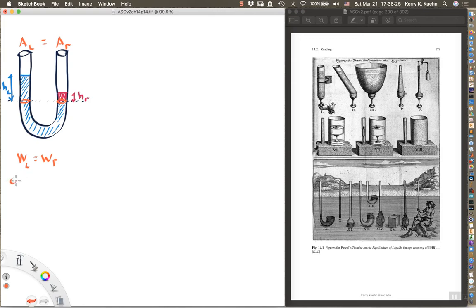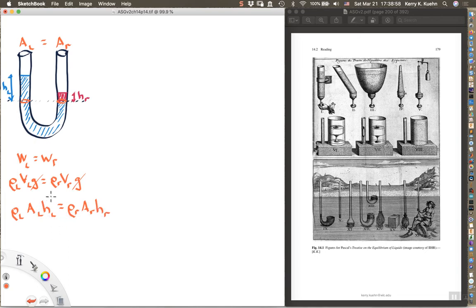So what's the weight of the fluid on the left? It's the density of the fluid on the left times the volume of the fluid on the left times G. And on the right, it's the density of the fluid on the right, the volume of the fluid on the right times, once again, G. And you can see right away that G's cancel out. And now what is the volume of the fluid on the left? It's the area on the left times the height on the left. And on the right, density and area on the right and height on the right.